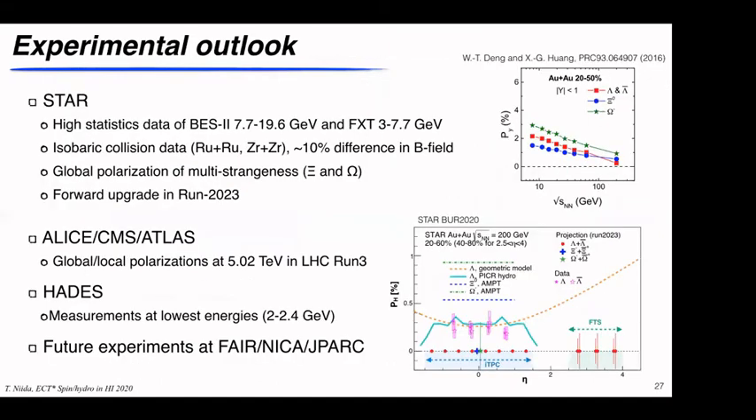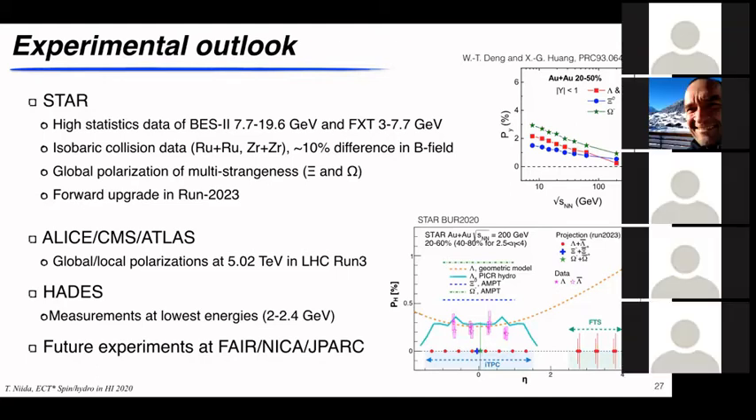So this is an experimental outlook. Since I'm a STAR member, I don't know so much about the other experiments, but for STAR, we took the statistics data in the beam energy scan 2 program, which covers 7.7 to 19.6 GeV. Also, we had data with a fixed target mode, which covers 3 to 7.7 GeV.